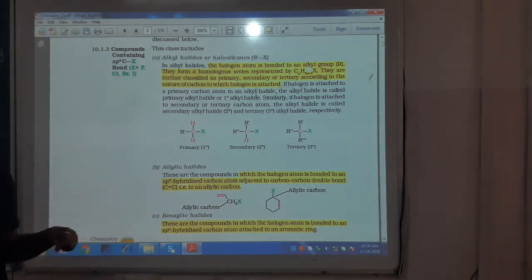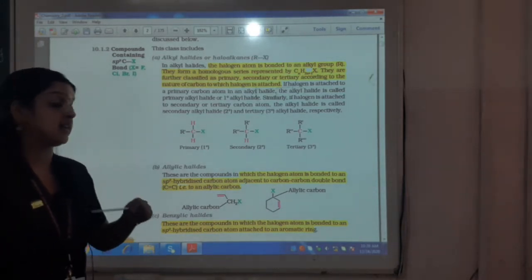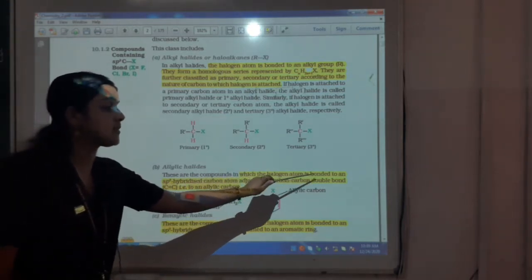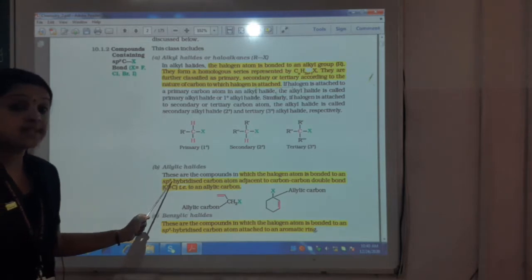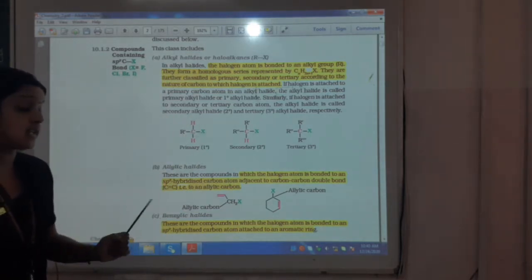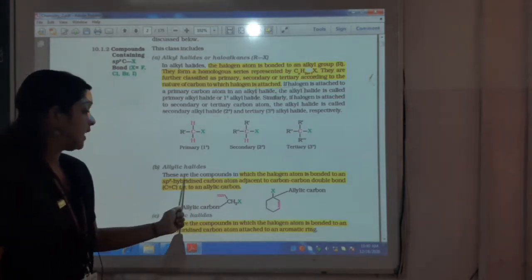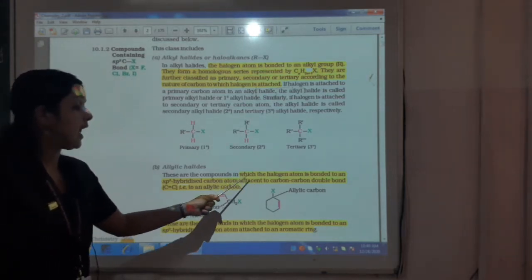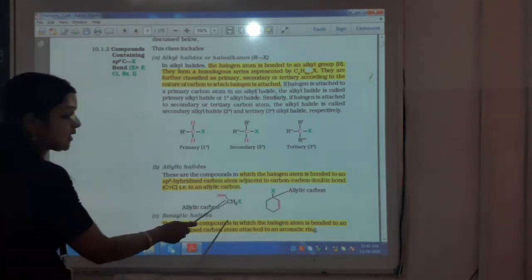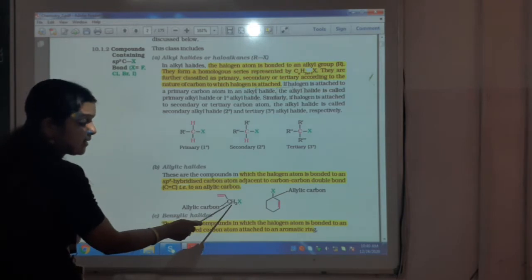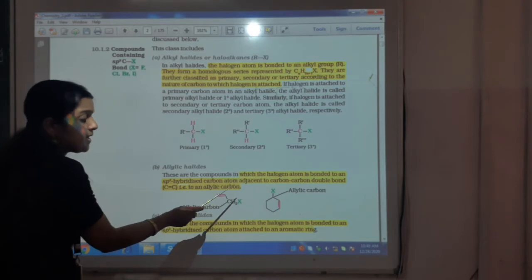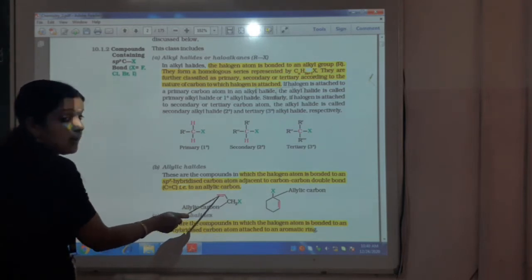Now we will go to the next one, which is allylic halides. These are the compounds in which the halogen atom is bonded to an sp3 hybridized carbon. All of these come under sp3, but what is the difference? It is attached to the carbon atom adjacent to a carbon-carbon double bond. Now listen very carefully, children. The carbon which is holding the halogen is attached to the carbon which is doubly bonded.